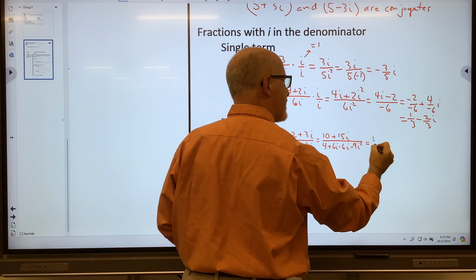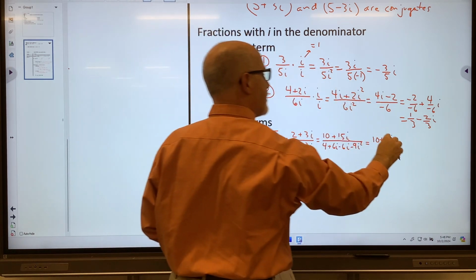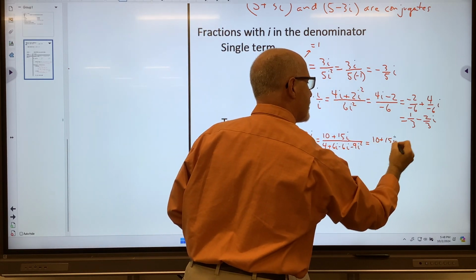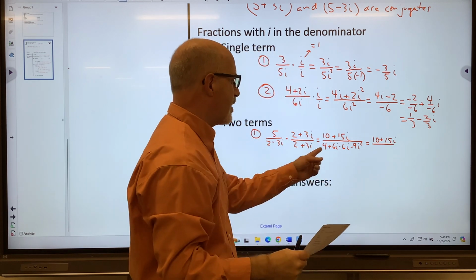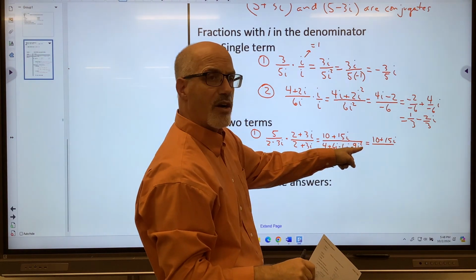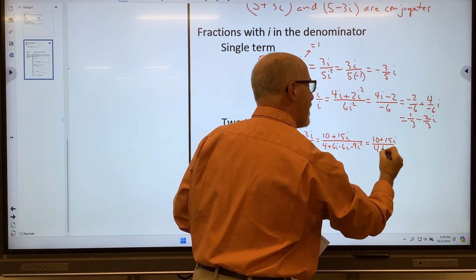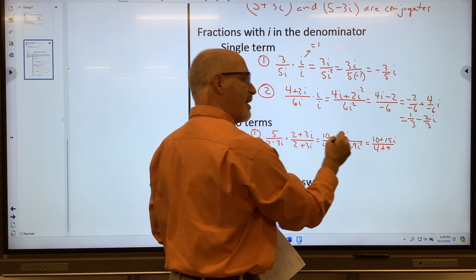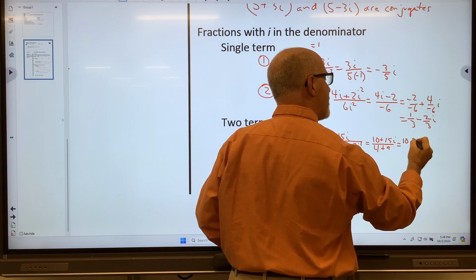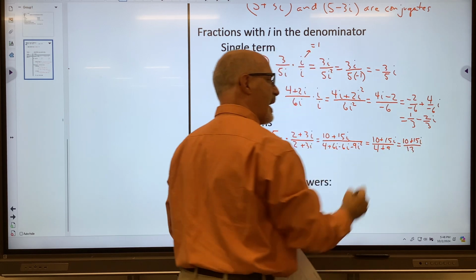Now we'll have 10 plus 15i in the top. In the bottom, notice what we have here. These two get rid of each other, so we no longer have those. And this I squared is a -1. So I'm going to have instead down here 4 plus 9, because -1 times -9 is going to equal a positive 9. And so I end up with 10 plus 15i over 13 when I add those two together.